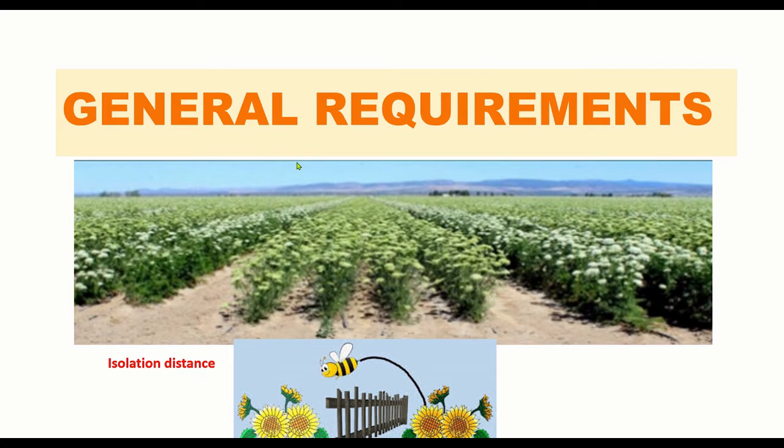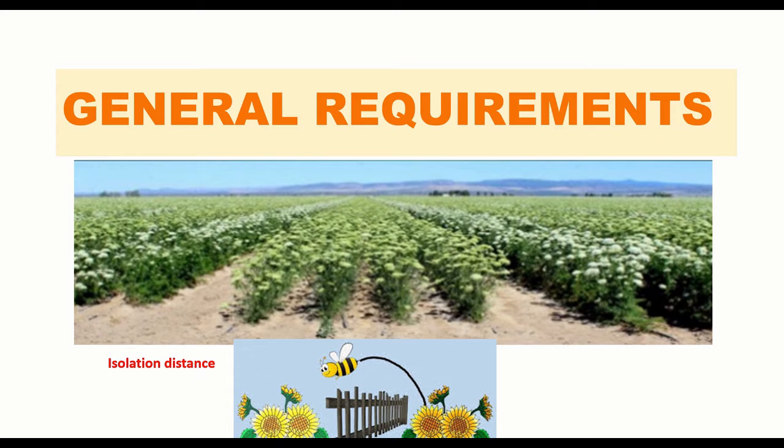Coming first to the general requirements. Under general requirements we have only one thing: we have to take care of the isolation distance between two varieties. When you are supposed to grow two different varieties, you have to maintain a certain distance between them because they are crossable, specifically in the case of cross-pollinated crop plants because they have wide cross-pollination. In the case of self-pollinated crop plants, you can just maintain from 3 meters to 50 meters.